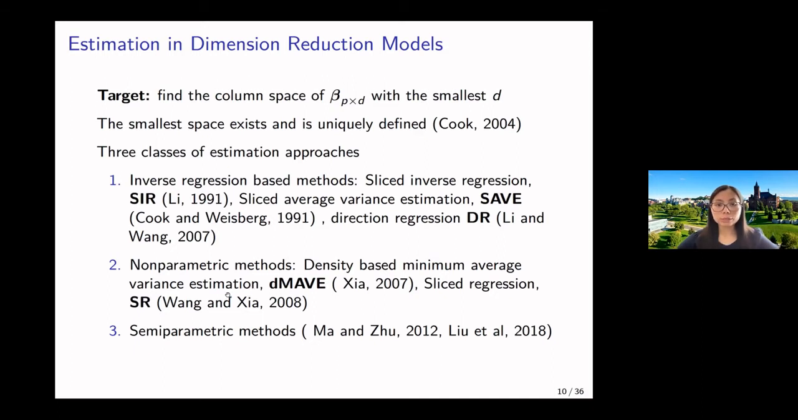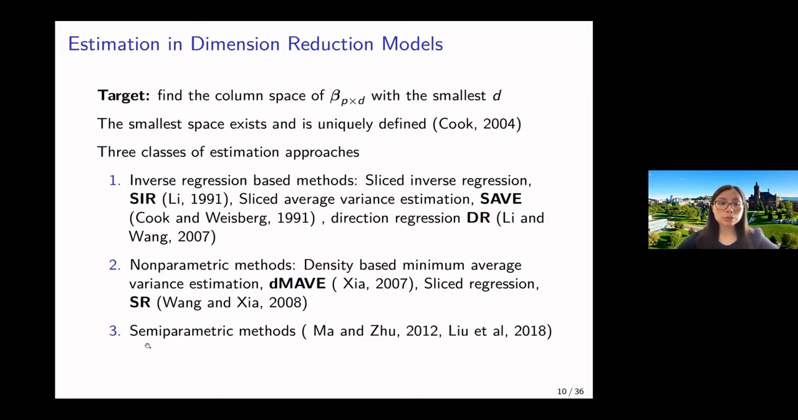The second type of method is called the non-parametric method. I list two representative ones. The first one is called density-based minimum average variance estimation, in short DMAVE, and the other is slice regression. The first type of method and the second type of method have their own benefits. Most of them are very simple and easy to implement, but they rely on strong statistical assumptions, which bring lots of limitations when it comes to data analysis.